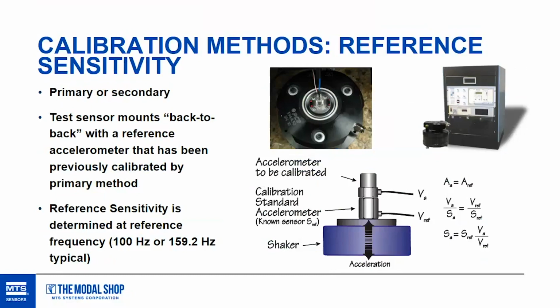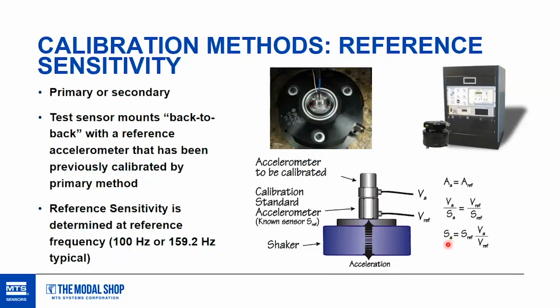So with that basic equation, A equals A, you make that one assumption that the acceleration that both of those items see is the same. They're back to back. They're seeing the same motion. You can break it down into terms of voltages and sensitivities of those two sensors. And so you have your V and your S, and your V and your S, and you can solve that equation down there for S sub A. And that is, what is the sensitivity of your test accelerometer? What is the sensitivity of your sensor under test or device under test?